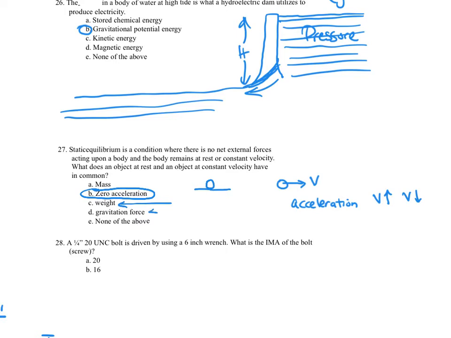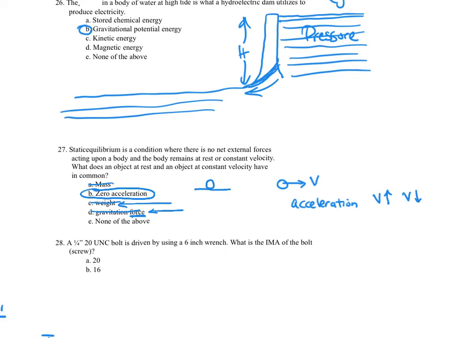Gravitational force is the weight of the object. Now they have the same gravitational acceleration if they're both on Earth, but they don't have the same gravitational force. There's a difference between gravitational acceleration and gravitational force. So that's not correct, and they may not have the same mass. So the most appropriate answer is B.